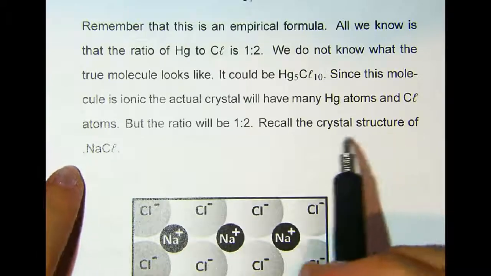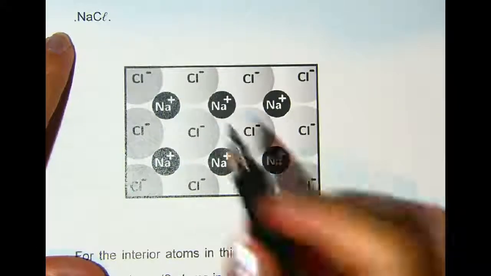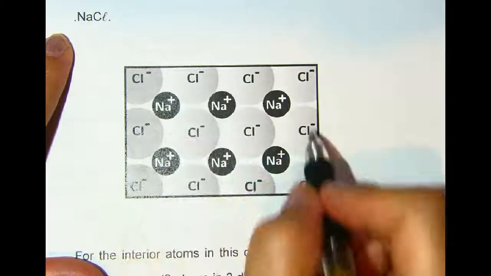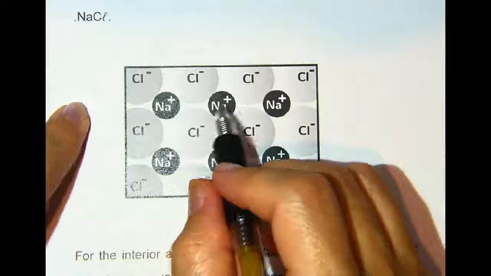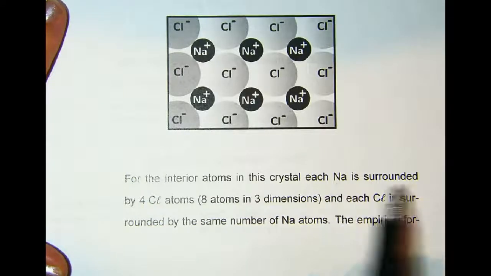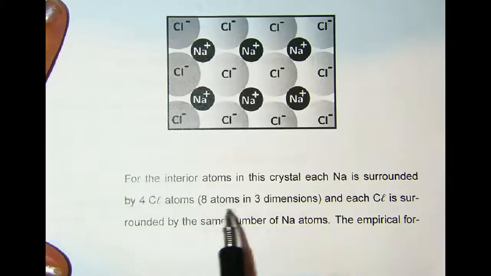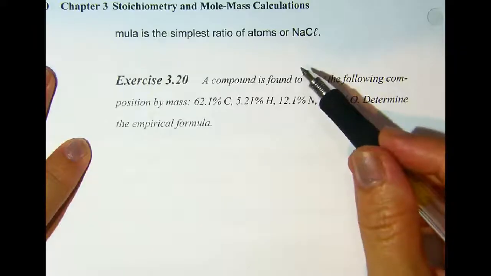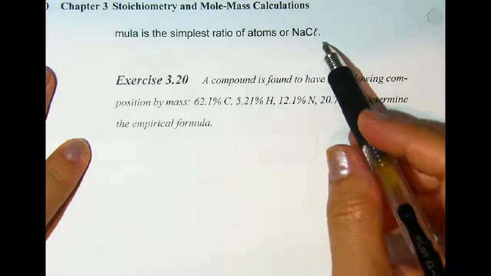Recall the crystal structure of NaCl here, where you're going to have 1 of each, but they're set up in such a way that they are staggered and there are many sodiums and chlorides present. For the interior atoms in this crystal, each sodium is surrounded by 4 chlorine atoms, 8 atoms in 3 dimensions, and each chlorine is surrounded by the same number of sodium atoms. The empirical formula is the simplest ratio of atoms, or NaCl.